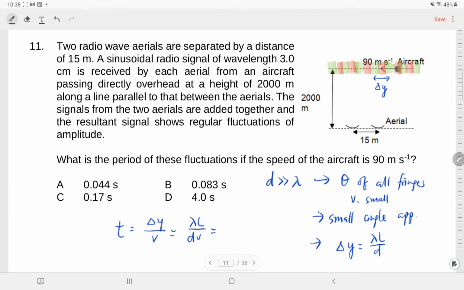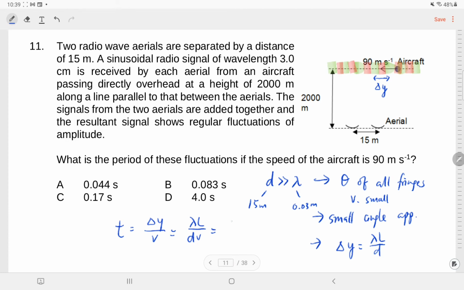So make the substitution. Oh, I forgot to mention just now, why we can use the formula. Coming back to the question, this is 15 meter, and the lambda is 0.03 meter. So clearly, in this question the condition is fulfilled. That's why we can use the formula.